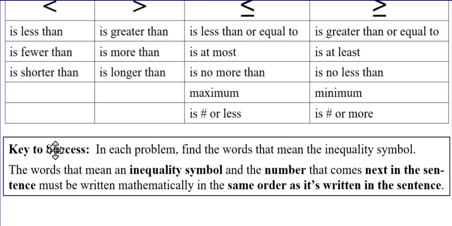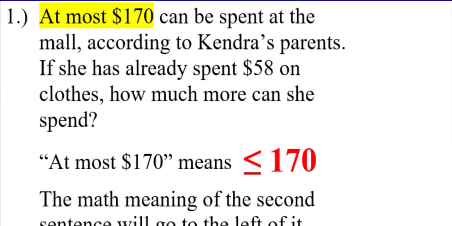Now, here's the key to success, and I'm going to try to explain this in the easiest way possible. When you start to look at some examples, you'll really see what I mean. In each problem, you're going to want to find the words that mean the inequality symbol. And here's the key: the words that mean the inequality symbol and the number that comes next in the sentence, that part must be written mathematically in the same order as it was written in the sentence. Let me show you what I mean.